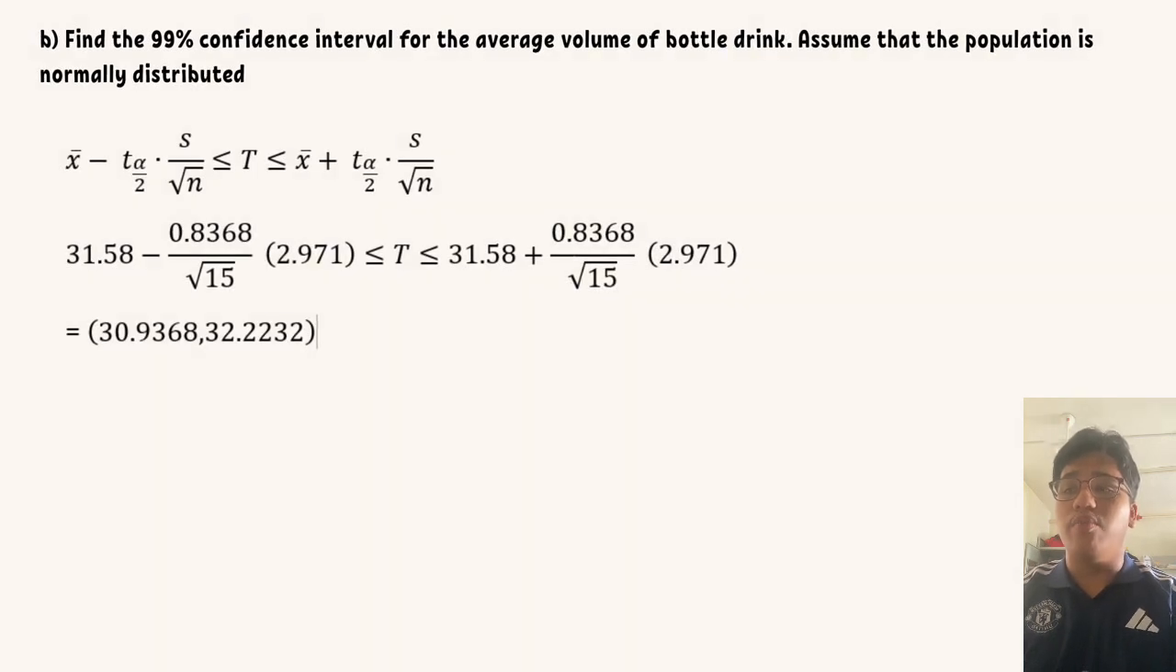For B, find the 99% confidence interval for the average volume of bottled drink. Assume that the population is normally distributed. Since the population is assumed normally distributed, we just need to insert the values into the formula: x bar minus t alpha over 2 times s over square root n, less than or equal to mu, less than or equal to x bar plus t alpha over 2 times s over square root n. Since we already have all the values, we substitute them, and for t alpha over 2 we refer to the t distribution table. We will get the answer, which is 30.9368 and 32.2232.